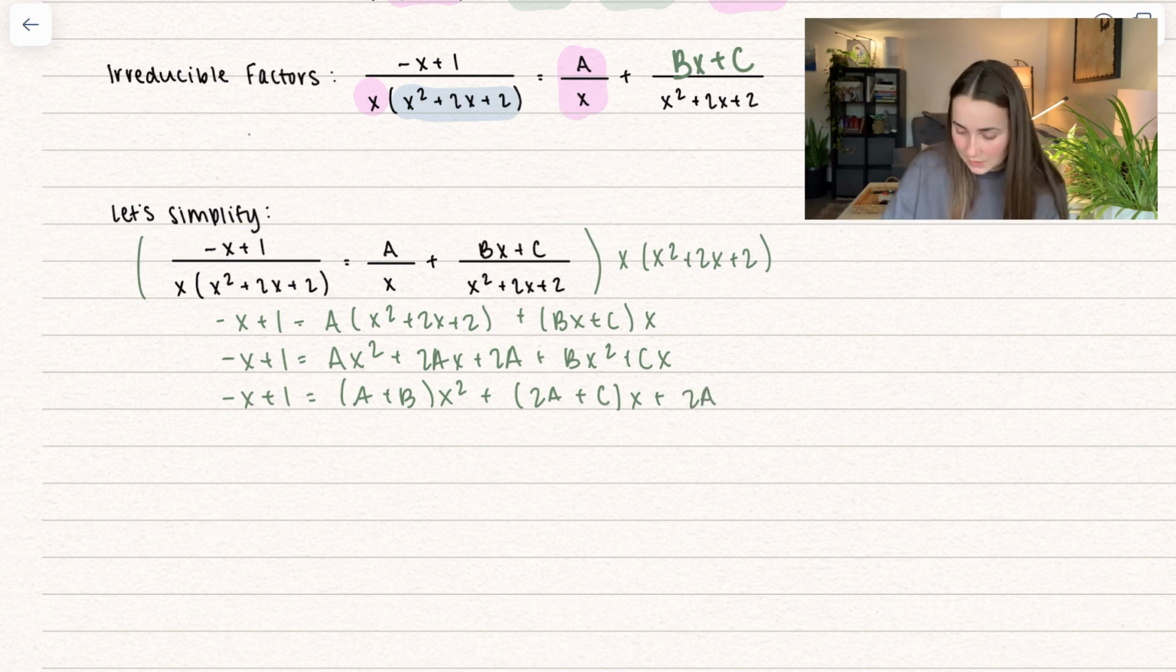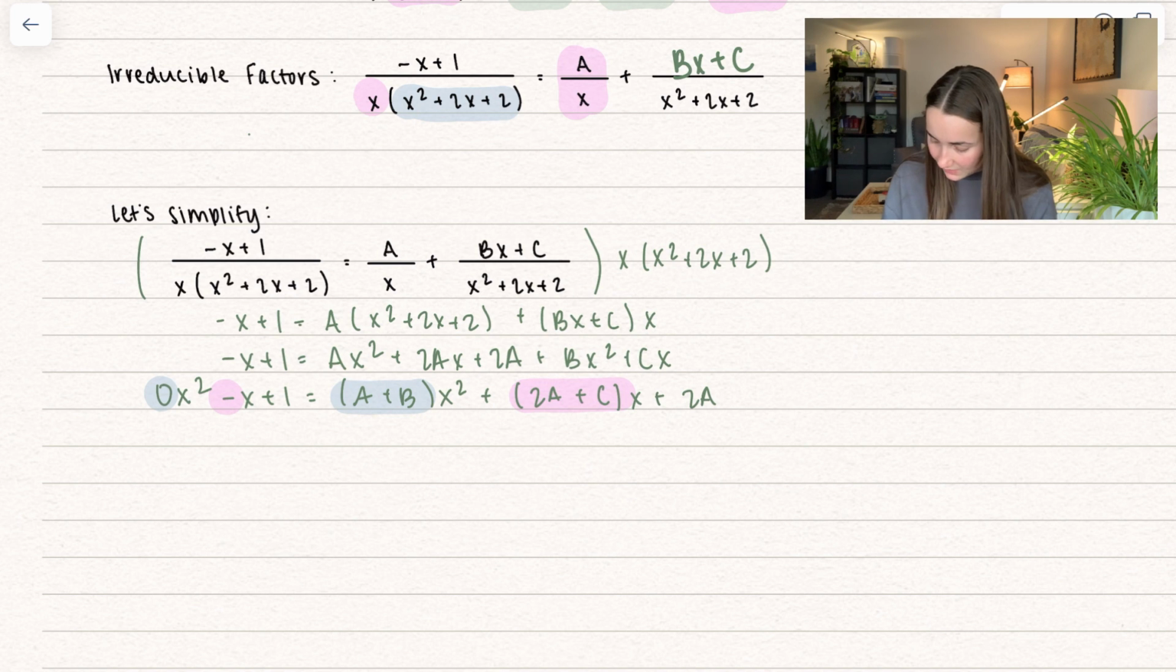So notice on the left side, we do not have any x squareds. So here we have 0x squared minus x plus 1. Now, since these two are equal to each other, we know that they have to be exactly the same on both sides. So our x squareds have to be the same. So a plus b has to be 0. Our x's have to be exactly the same as well. And then our scalars also have to be exactly the same. So let's go ahead and set up our three equations.